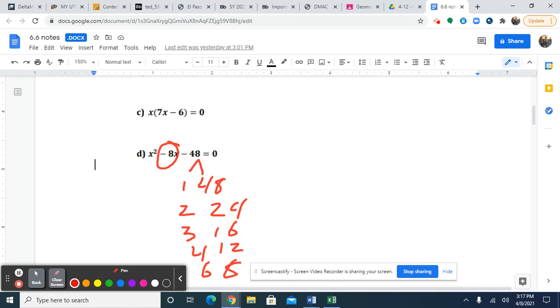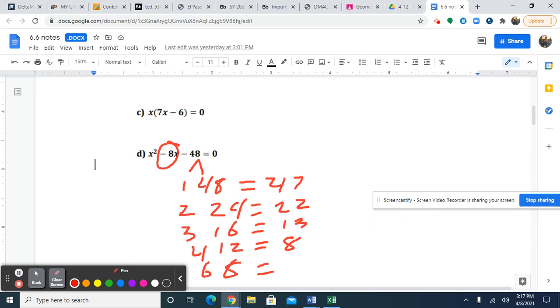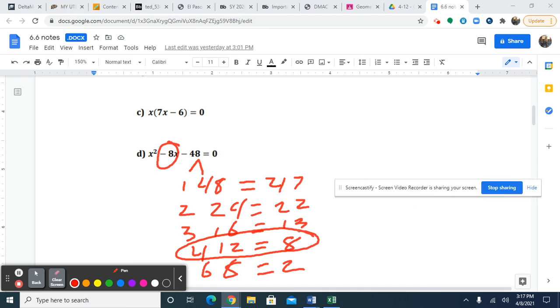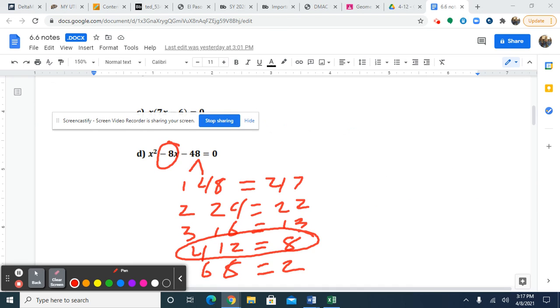So if we find the difference between all these, 48 minus 1 is 47. 24 minus 2 is 22. 16 minus 3 is 13. 12 minus 4 is 8. And 6 minus 8 is 2. And so the answer would be these two factors because the difference between them is 8.